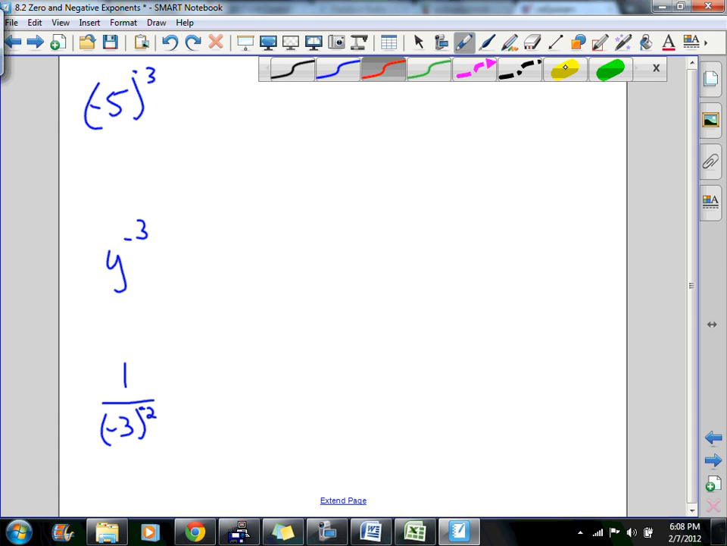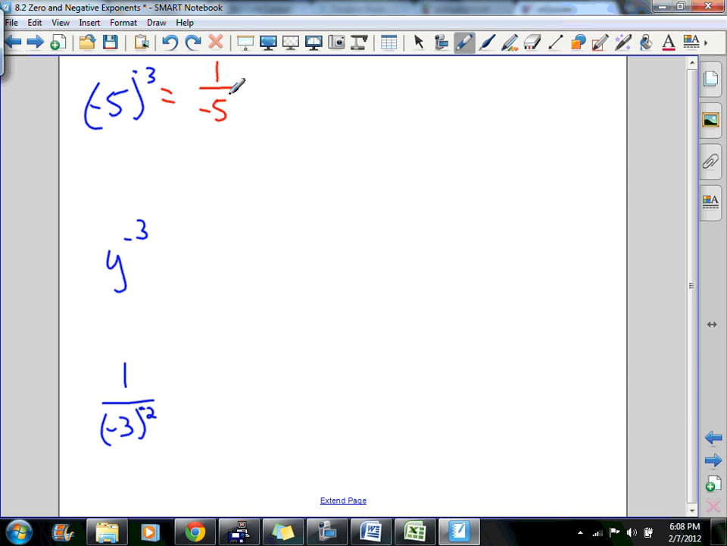So here we have a negative 5 to the negative 3. Well, this is going to turn into 1 over negative 5 cubed. And that would be 1 over negative 5 times negative 5 is 25. 25 times negative 5 is negative 125. Well, now we have a y involved, so that just becomes 1 over y cubed. It's heading down to Vermilion territory. And this one here, we have 1 over negative 3 to the negative 2. Well, that has to be flipped into negative 3 to the positive 2, which is positive 9.